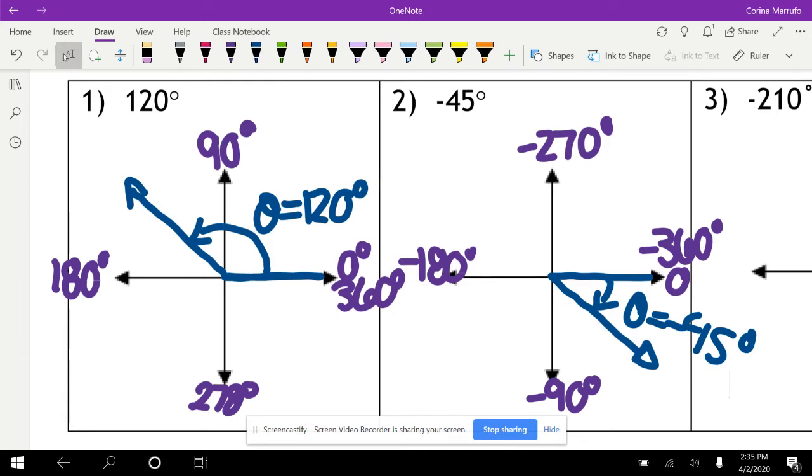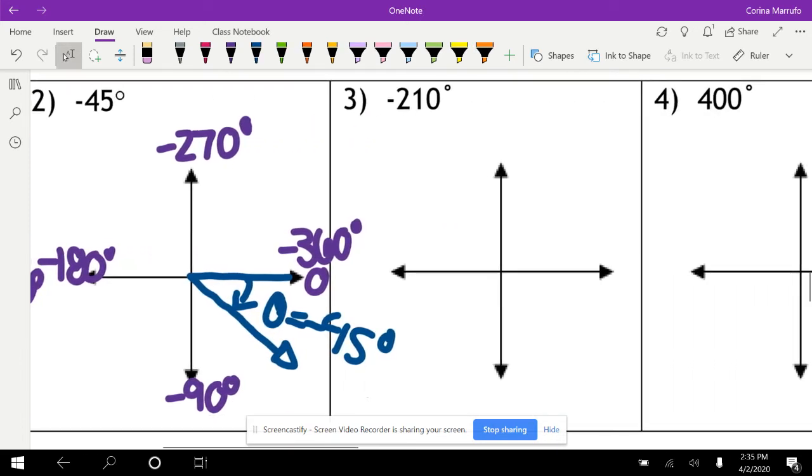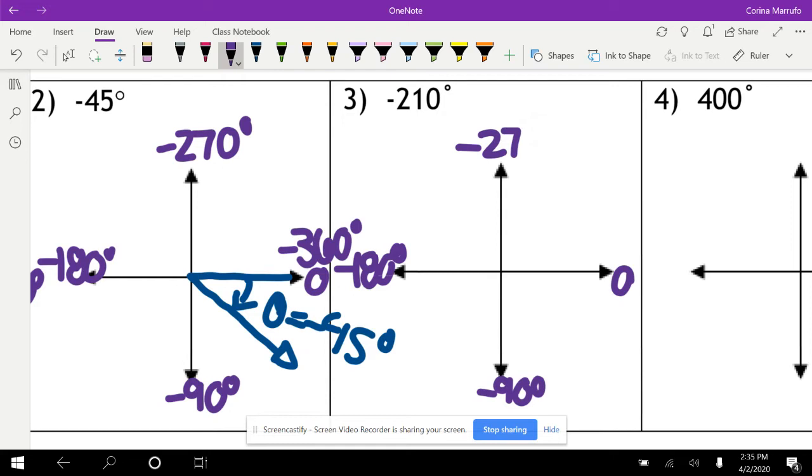All right, for the next one, we have negative 210 degrees. That means we're going to have to label going in the clockwise direction. So we start off with 0. This is going to be negative 90, negative 180, negative 270, and then negative 360.